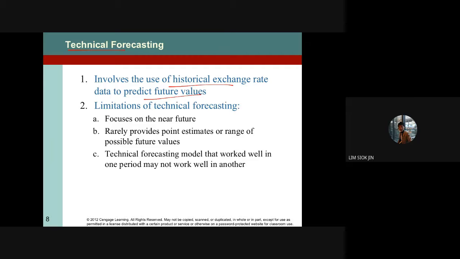So there are big limitations to this because historical data cannot be used for long-term prediction. It can only be used for the near future. That means I can use the past 1 year of data to predict the next 1 week or 1 month. We cannot use that data to predict the next 1 year. How can you say the past 1 year will be equal to the next 1 year? No, and it rarely provides a point estimate of possible future value. Technical forecasting may work this year, but it may not work next year.